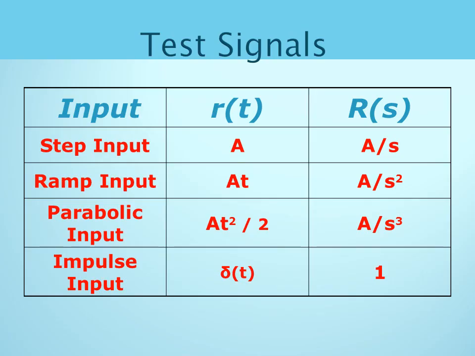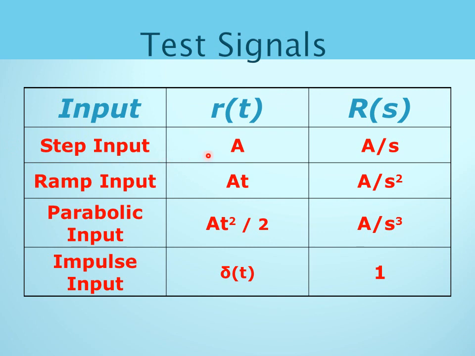Next, these are the standard test signals. We can represent them mathematically. This is the input signal, which can be represented as r(t). Next is the Laplace transform representation. This is the time response representation r(t), and this is the Laplace transform representation, capital R(s).